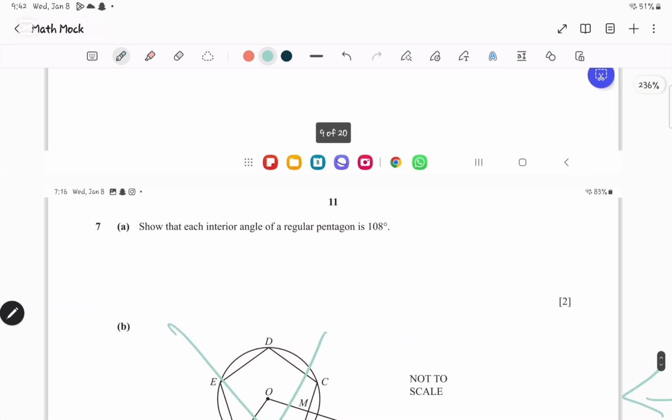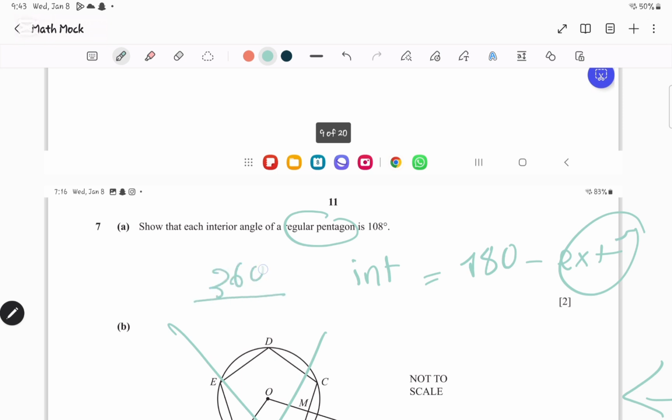Show that each interior angle of a regular pentagon is 108 degrees. Very simply, what we need to know is that a regular pentagon has sides of equal length and all the angles inside of it are the same. Now the equation is: interior angle is equal to 180 minus the exterior angle. To find the exterior angle, it's very simply the circle degrees, which is 360, divided by the number of sides. Since it's a pentagon, then it's 5. So 360 divided by 5 is 72. So very simply, it becomes 180 minus 72, which gives us 108. And that is pretty much it.